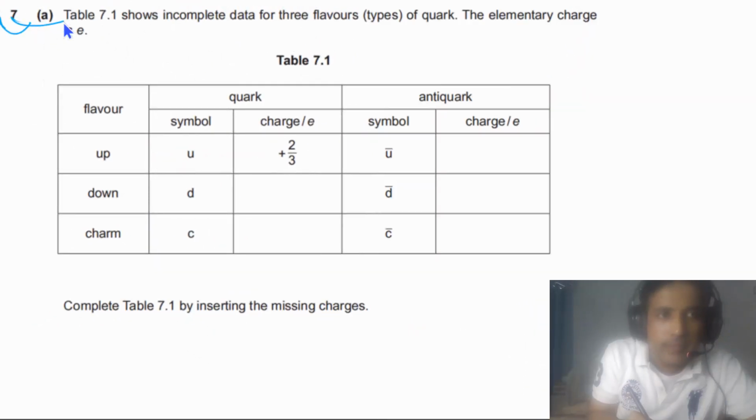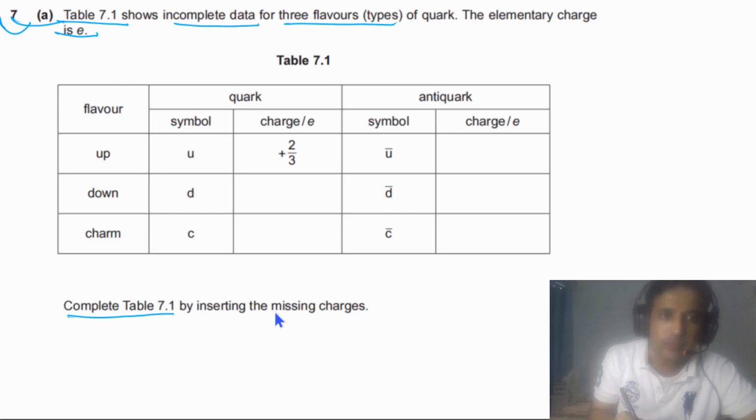Question 7 part A says table 7.1 shows incomplete data for 3 flavors of quark. The elementary charge is E. Complete table 7.1 by inserting the missing charges. So we have up quark, down quark, and charm quark. We also have up anti-quark, down anti-quark, and charm anti-quark.